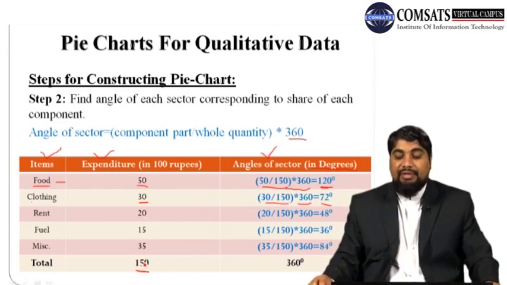Similarly, 20 divided by 150 into 360, we get 48 degree. And for the fuel, 15 divided by 150 into 360, we get 36 degree. And for the miscellaneous, 35 divided by 150 into 360, we get 84 degree. And remember that the sum of these angles must be equal to 360. It should not be greater than 360 degree. It should not be less than 360 degree.